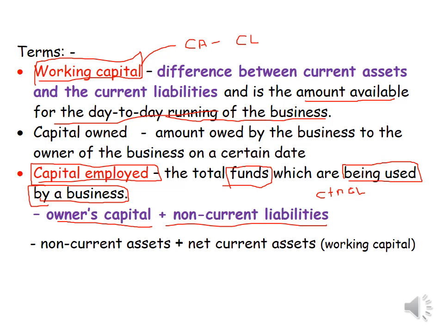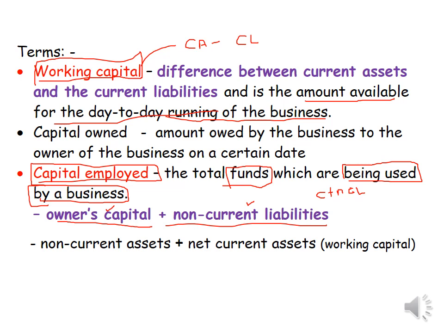Maybe the owner's capital is the money given by the owner, and non-current liability, maybe I take a bank loan. Whenever I start a business, the owner gives 10,000 ringgit plus you take a bank loan of 10,000. So now you have a fund of 20,000 to run the business. Okay, that's a capital employed.